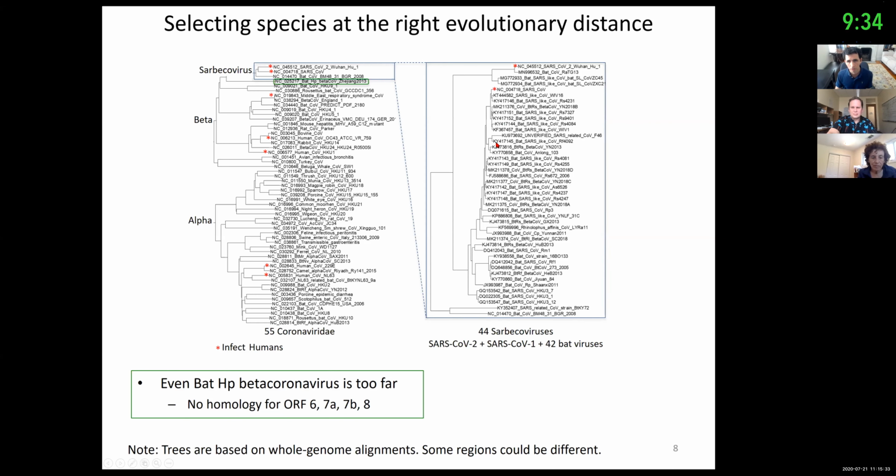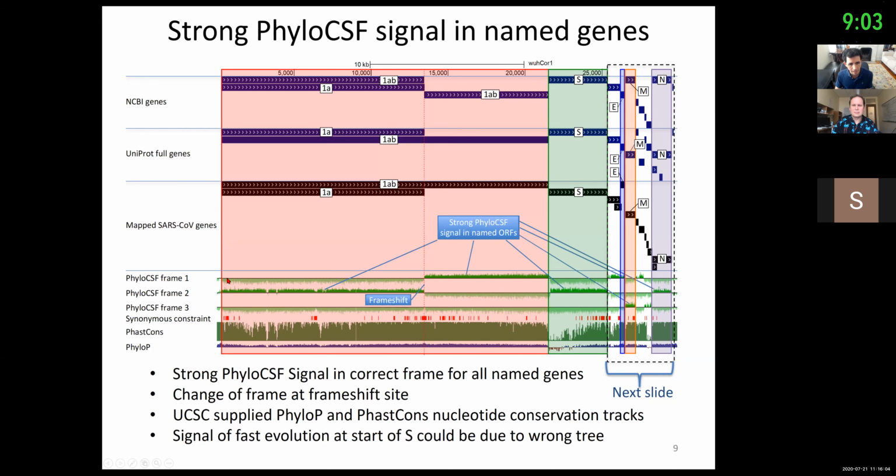When we apply these methods, we see this amazingly clean signal for the first ORF that switches reading frame exactly at the frame shift that translates the second half of ORF1AB proteins, and then switches back into each of these different proteins. So that's all nice and good. There's very strong phylo-CSF signal in all of the named proteins. But what about the unnamed ones?